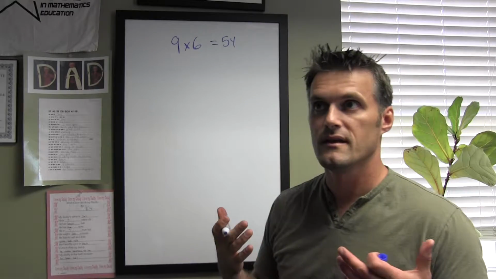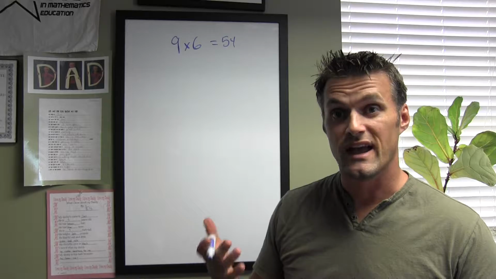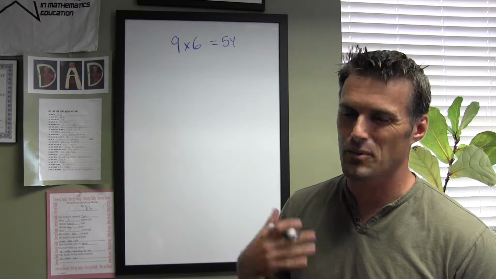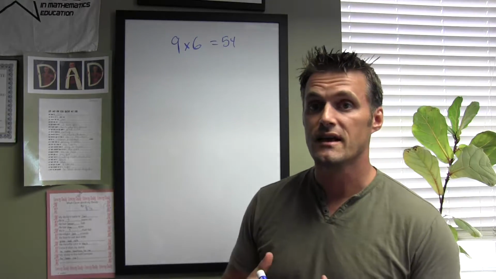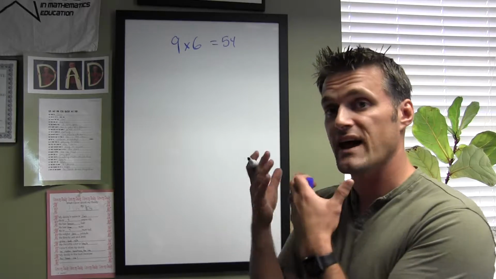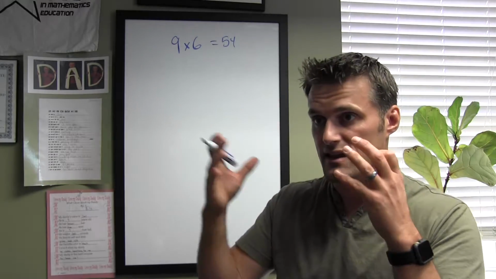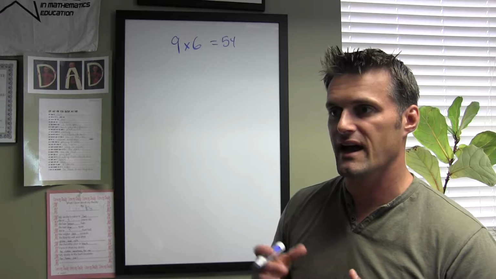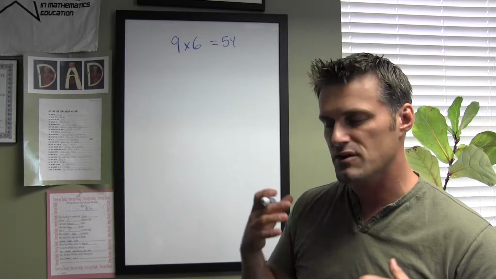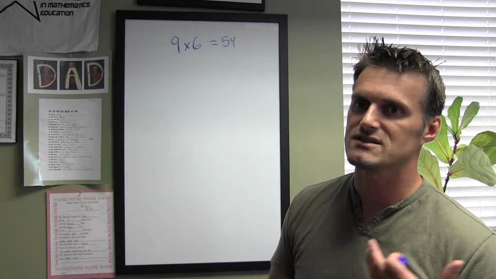But that's fine. It does work. It gives you the answer, but is that the point? Is the point to have the answer? Is the point to understand that we're talking about 6 groups of 9 or 9 groups of 6? And what does that look like physically? What does it look like as an area? What do those numbers actually mean, rather than just memorizing a trick?